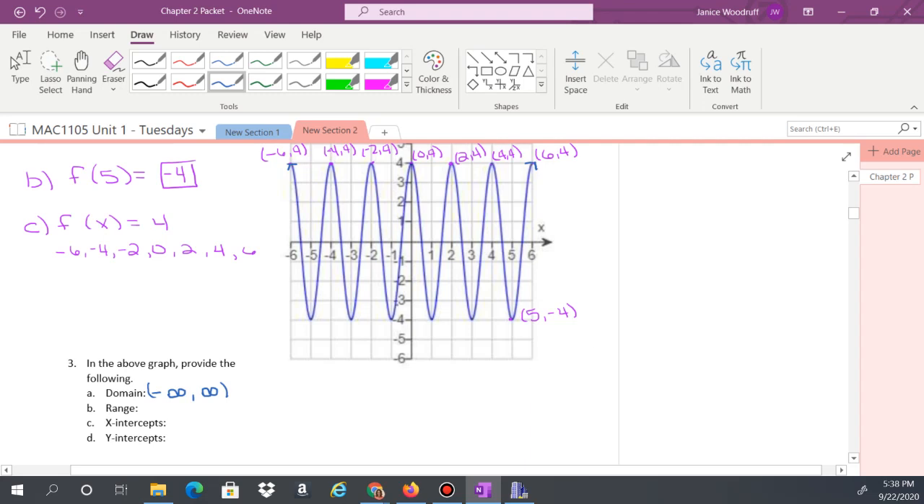Now the range: this does not go off the graph. It's a closed range here. What is my lowest value? Yeah, -4. And then my highest value? +4. Are we touching those values? Do we have the actual point at -4, or does it just get close to it? We touch it. Okay, so the range is going to be in brackets because we are including the value of -4. So bracket, -4, +4, bracket, bottom to top.